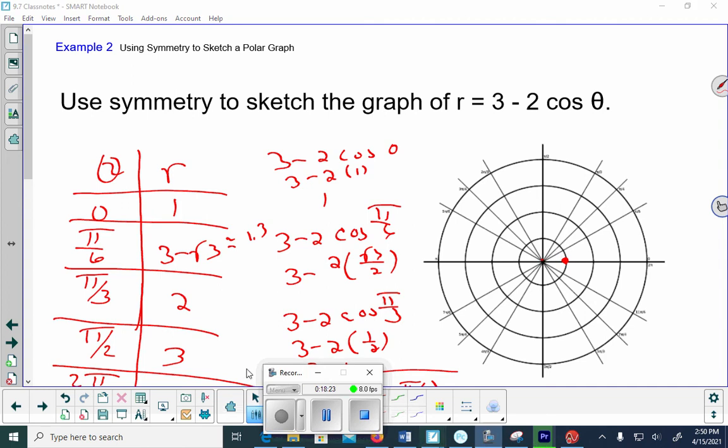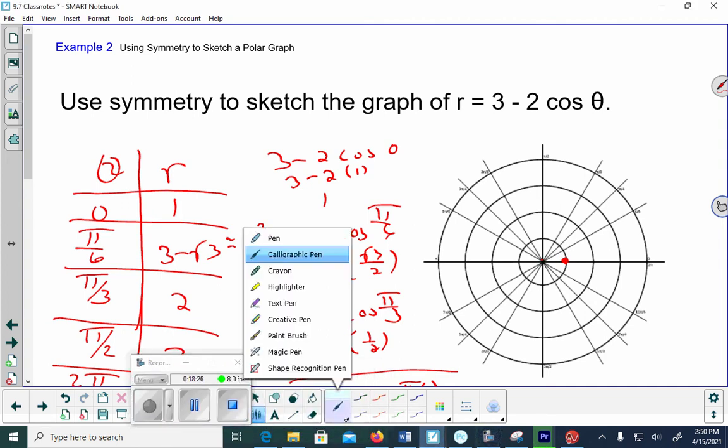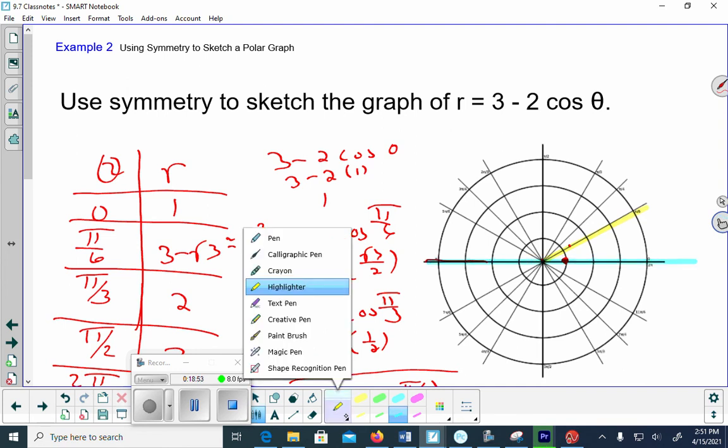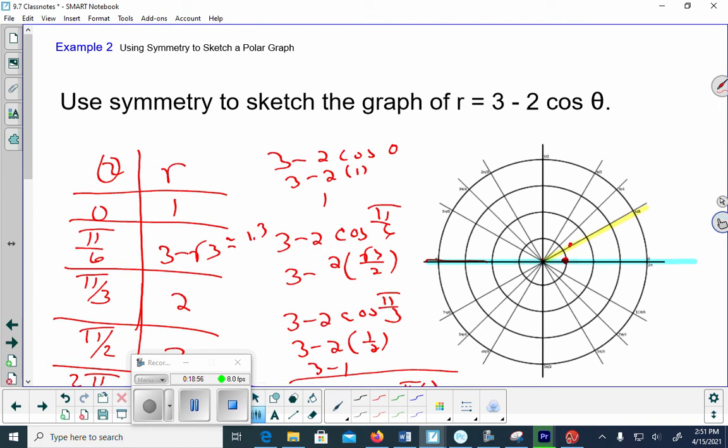And let me do that with a highlighter, and then I'm going to erase it. So pi over 6 is this line here. And I want 1.3, so a little bit more than 1. So let's say I put that dot here. Then because it's cosine and it's symmetrical over the polar axis, I have this line here that goes like this. And once I have that point here, I'm going to map it down, sort of reflect over here, and I know that I'm going to have a point there.